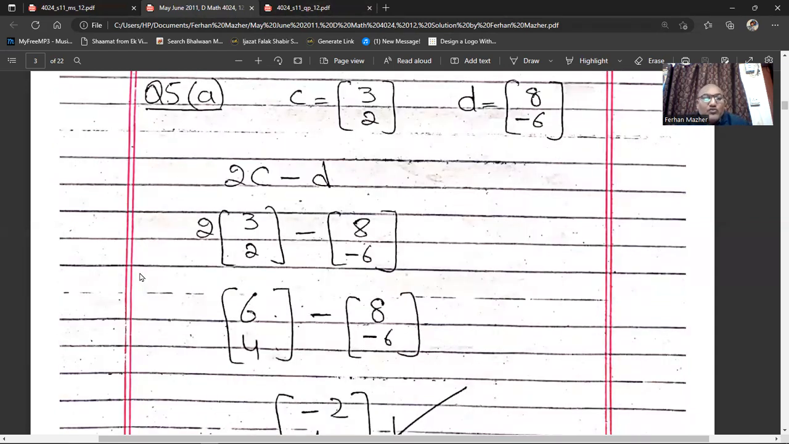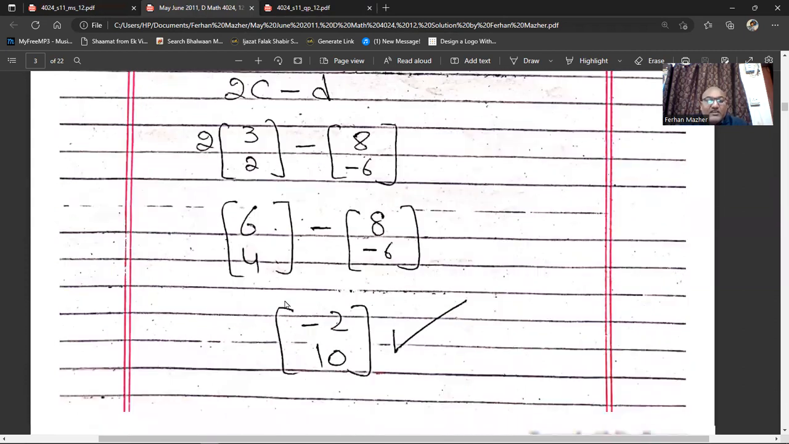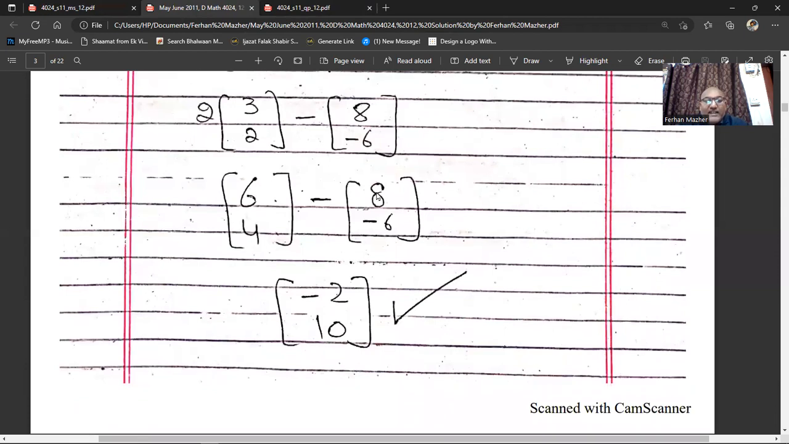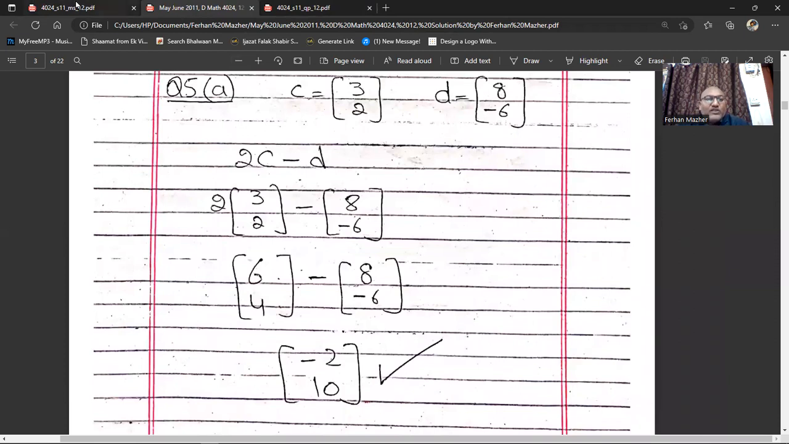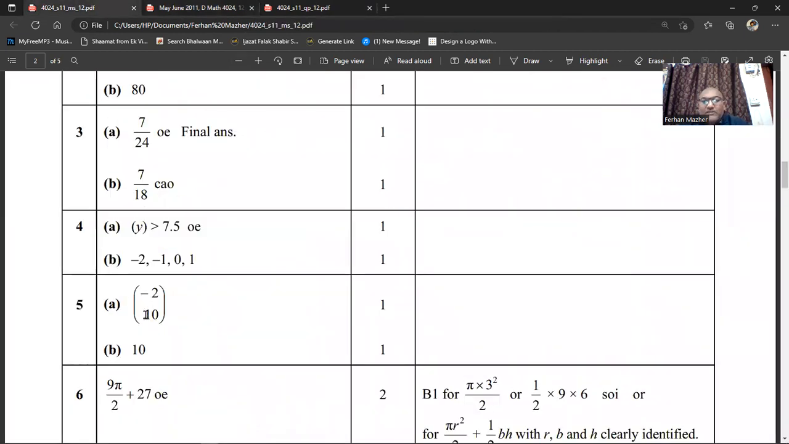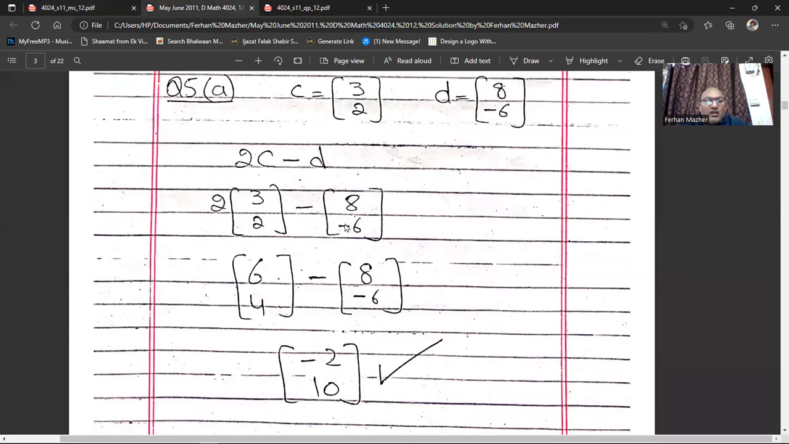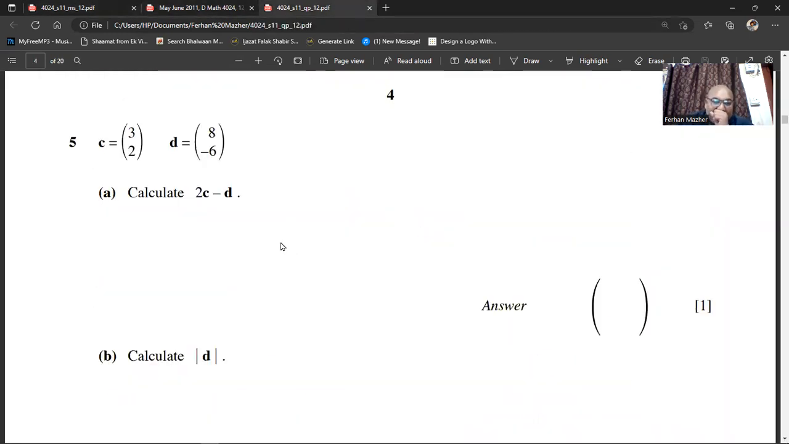Just put the values 2 and the matrix 3, 2, and then minus, and then the matrix D, that is 8 and minus 6. So this 2 will multiply with both these numbers here. So it will become 6 and 4 minus, this will become 8 and this is minus 6. So when you try to subtract 6 minus 8, it will be minus 2, 4 minus minus 6, it will become 4 plus 6, and that will be 10. So the answer will be minus 2, 10. A column vector whose elements are minus 2, 10. So our answer is right.